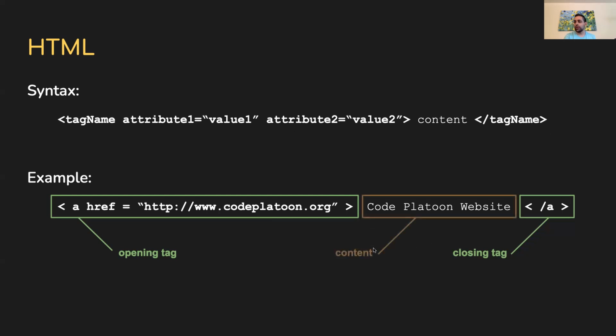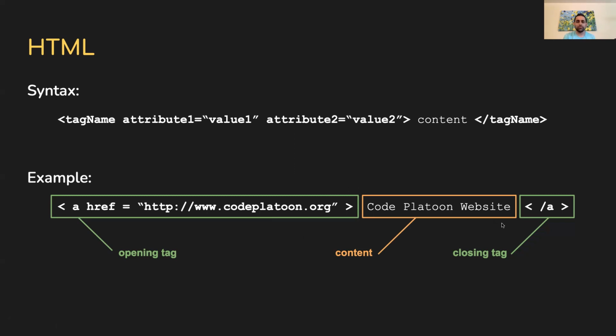In the middle, you'll have the content of that tag. As I mentioned, not every tag will have content, but in this case, we're creating a link. We're actually going to create a link to www.codeplatoon.org, and the user will see the content. The user is not going to see anything within these tags. These tags are just for your browser to know how to render this content.